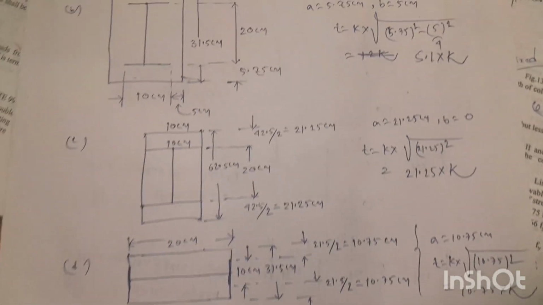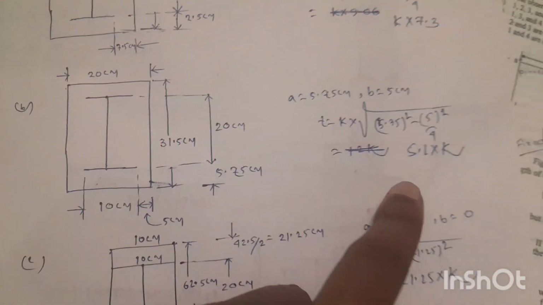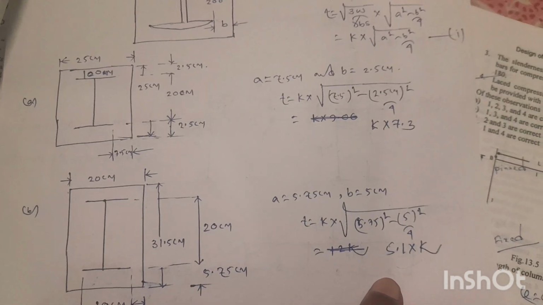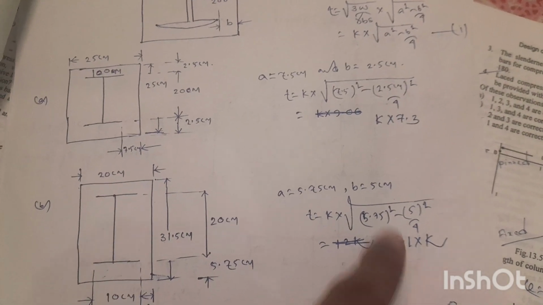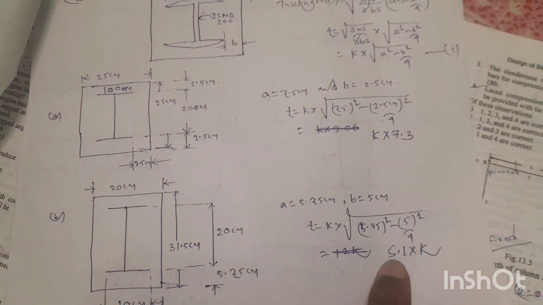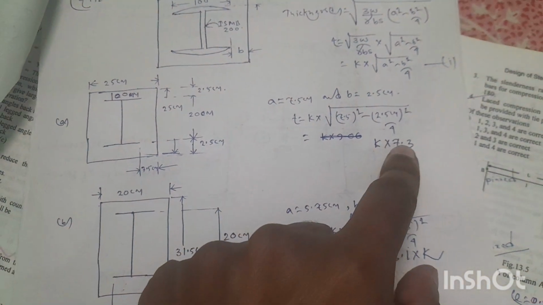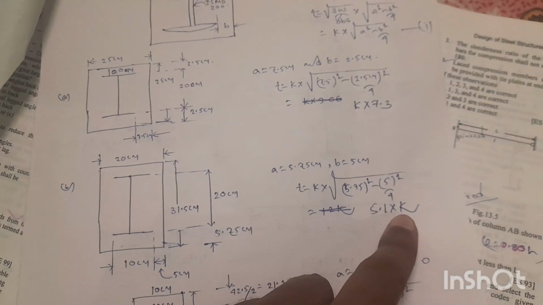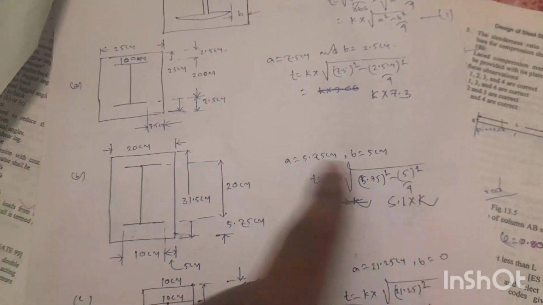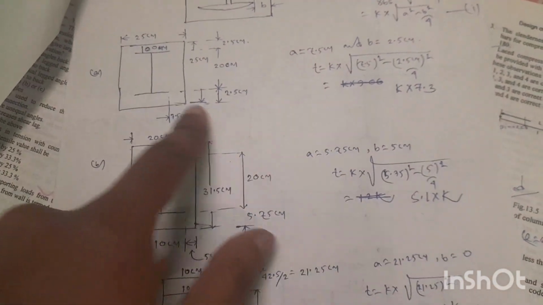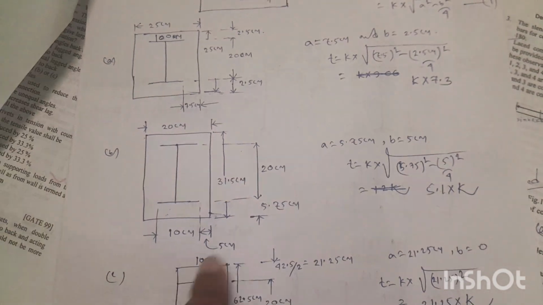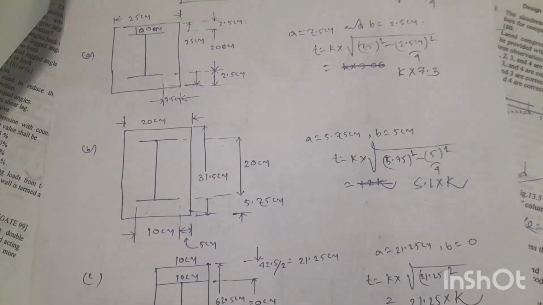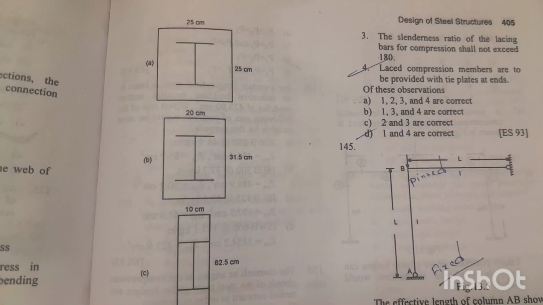Now, for the least possible thickness of base plate, we have to use the least value. So K into 7.3, then K into 5.1. This is the least possible value. So this arrangement will give the least possible thickness of base plate. Option B is the right answer.